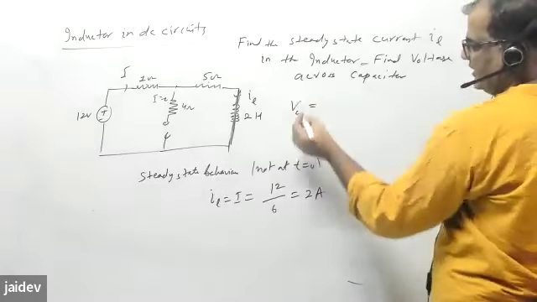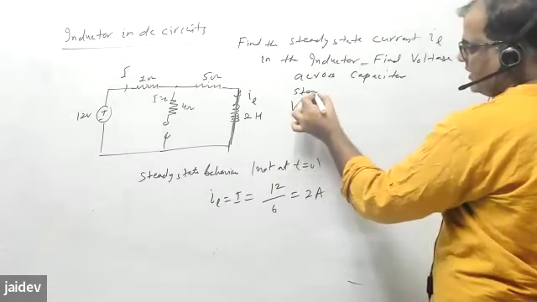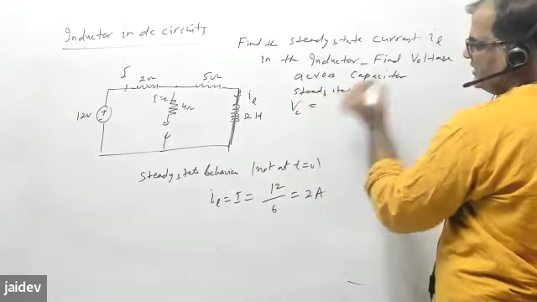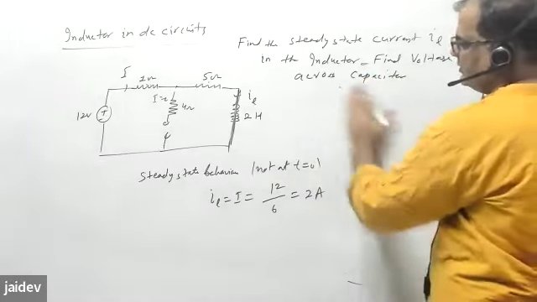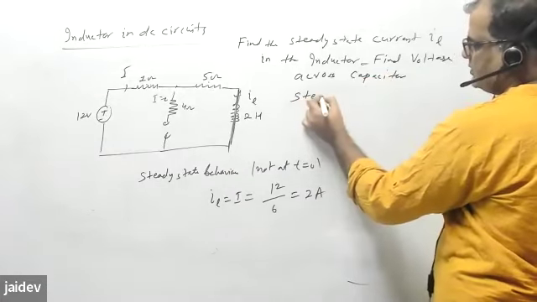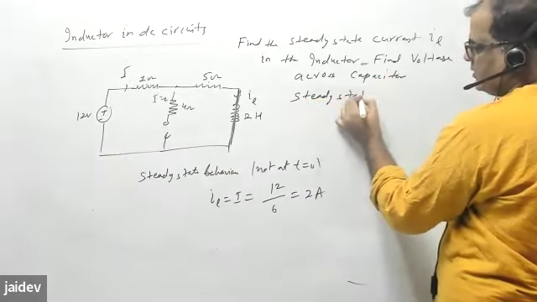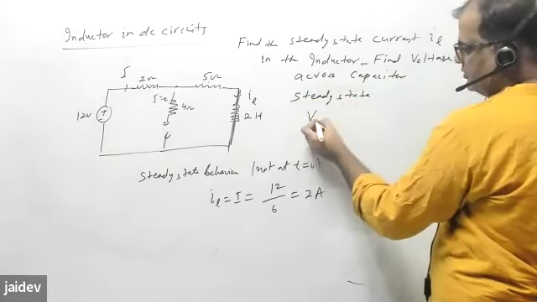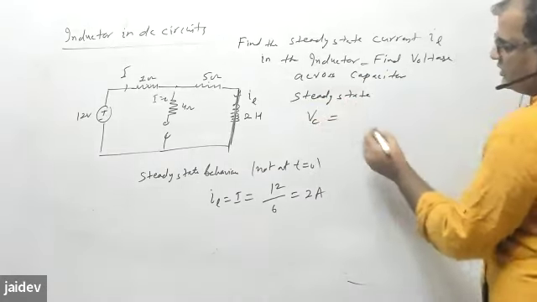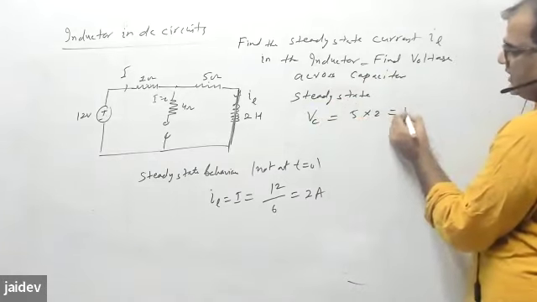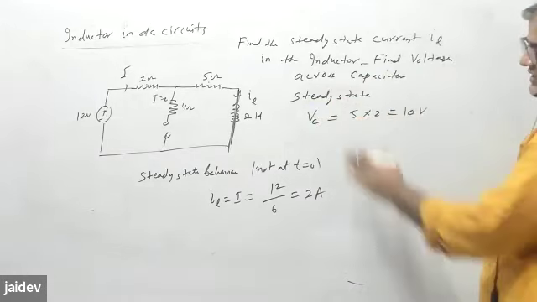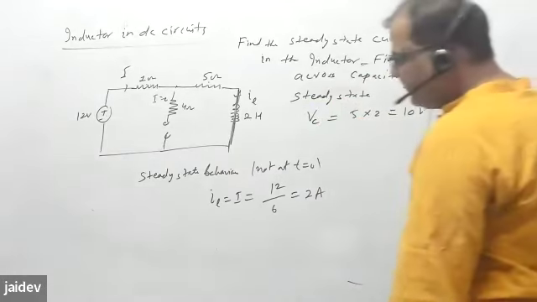Steady state case. You should know what steady state is. So VC will be what? 5 ohm into 2, that is 10 volt. That is the V final, the steady state voltage.